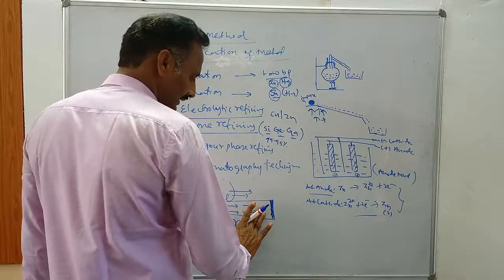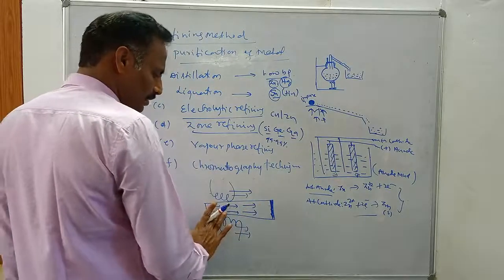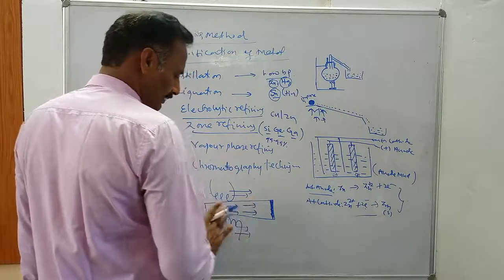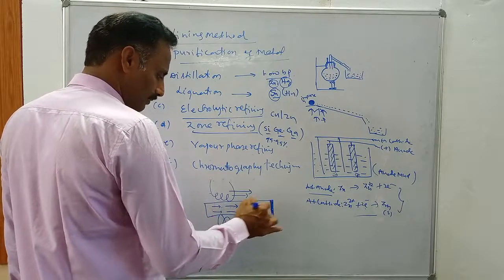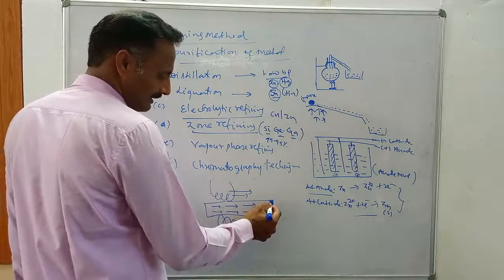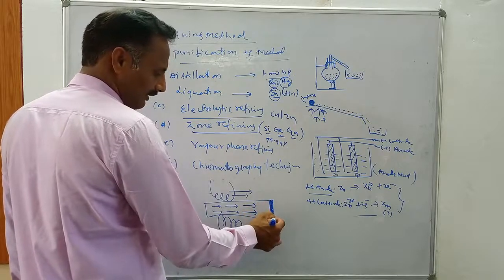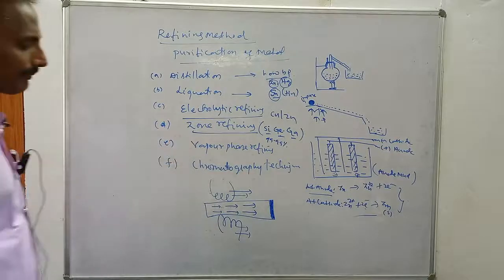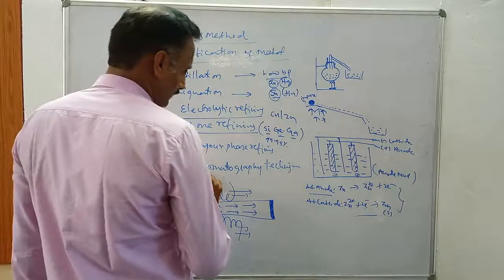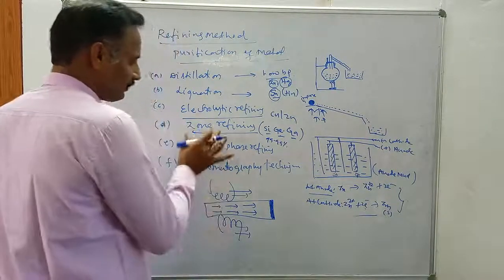When these heaters move in the same direction, one portion becomes solidified and the next portion becomes melted, and the impurities are more soluble in the melt when compared to the solid zone. That's why we get a pure metal here, and the impurities collect at the end, and they are removed by cutting the rod. This is zone refining.